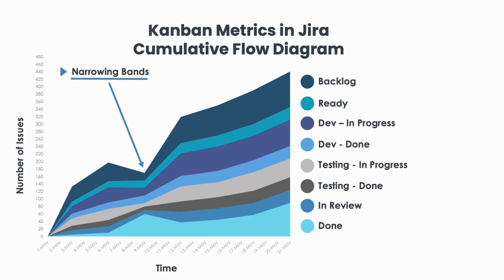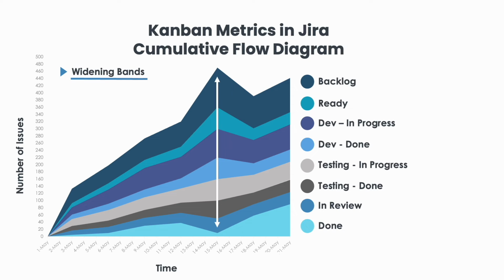Narrowing bands. This indicates that there is less work than the team's capacity. There may be a need to relocate team members to balance out the workload. Widening bands indicates a bottleneck. This means that the entry rate of the items to this state is faster than its exit rate. Analyze what is causing the holdup and apply corrective action.